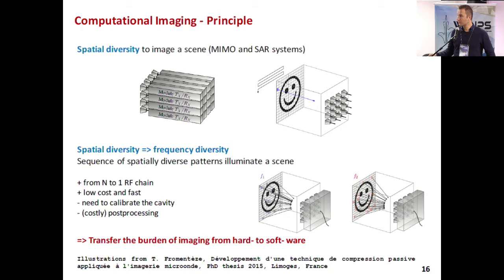The good point here is that we don't have N RF chains anymore, but only one. It's low cost, of course, for that reason, and we don't have to scan the scene like in a SAR radar, so it's fast. The problem is that we need to calibrate well, to know our compressive device well, so for the input, we need to know exactly our output. And the post-processing is a bit heavier than the other conventional approaches. But with this computational imaging strategy, we have transferred the burden of imaging from hardware to software.